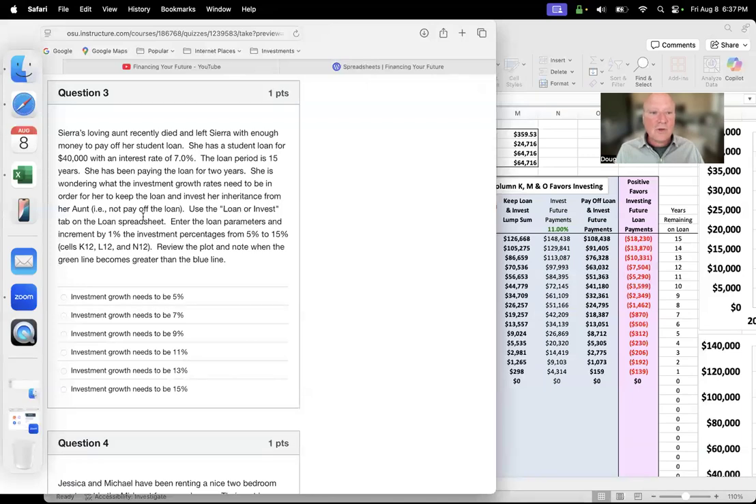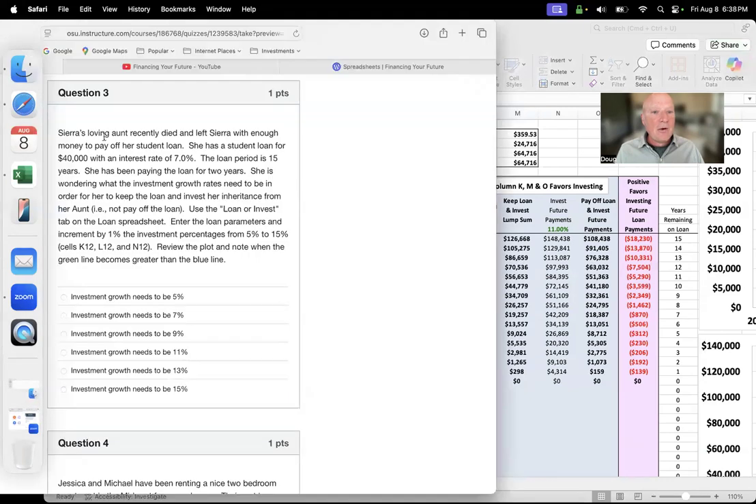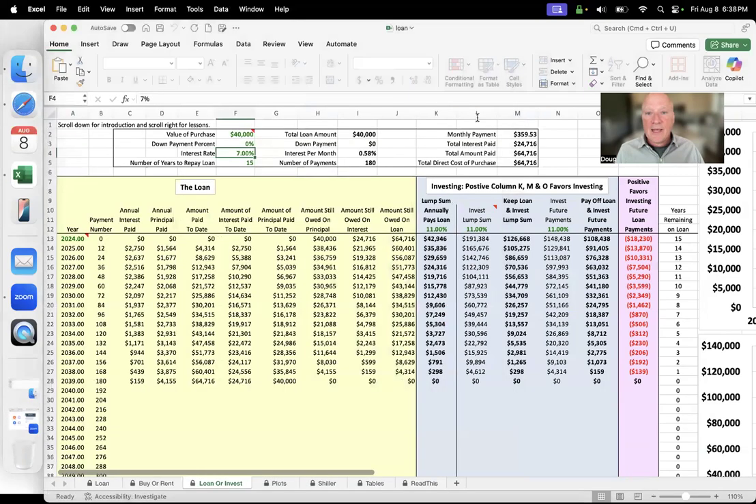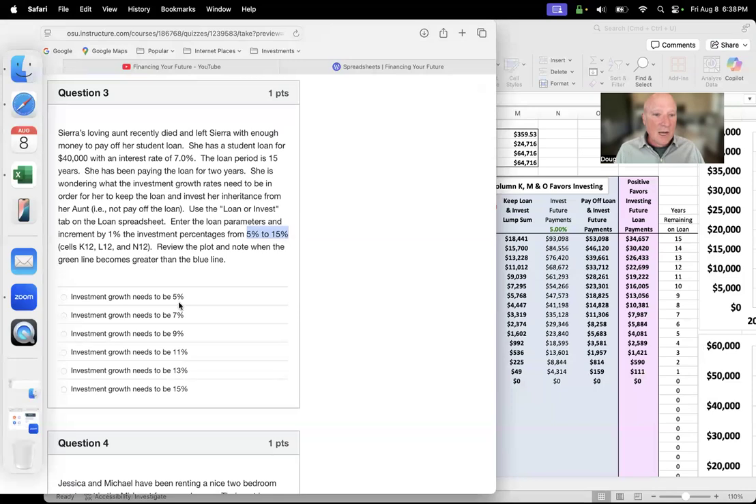So we're going to use that Loan or Invest tab. And we're going to enter the loan parameters of 7%, 40,000, and 15 years. So there's the 40,000. There's no down payment on that loan, 7% in 15 years. Now we're going to increment the investment percentages from 5% to 15%. And that's these values right here. So let's change these to 5%. And then we're going to increment them. Let's see, I think the question allows us to go by 2% at a time. So let's start at 5%.